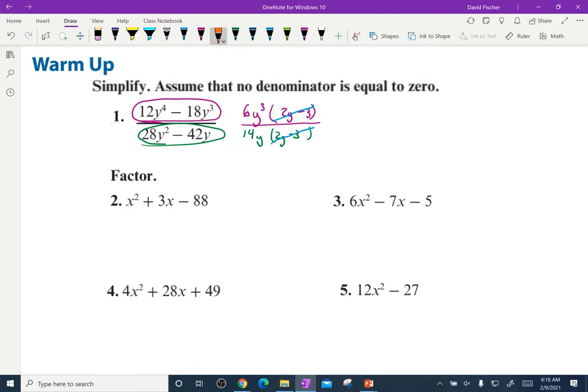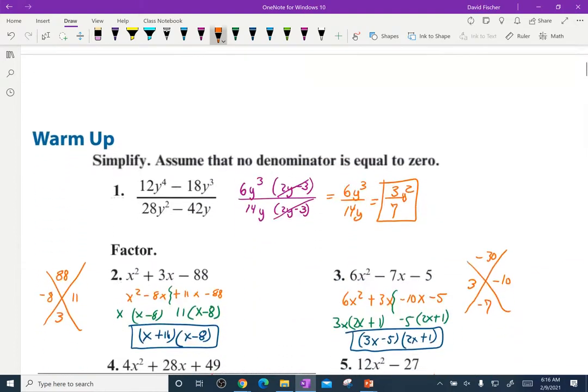Okay, so now let's go to reducing. Is there a number that goes into 6 and 14? This is the part we've done before. Yeah, 2 does. 2 goes into 6 3 times. 2 goes into 14 7 times. Now let's focus on my y's. One of these y's would cancel out with one of these up here and just leave me with a y squared up there. So that whole complicated thing comes down to just 3y squared over 7. Okay? All right, let's see how you did on the other ones.